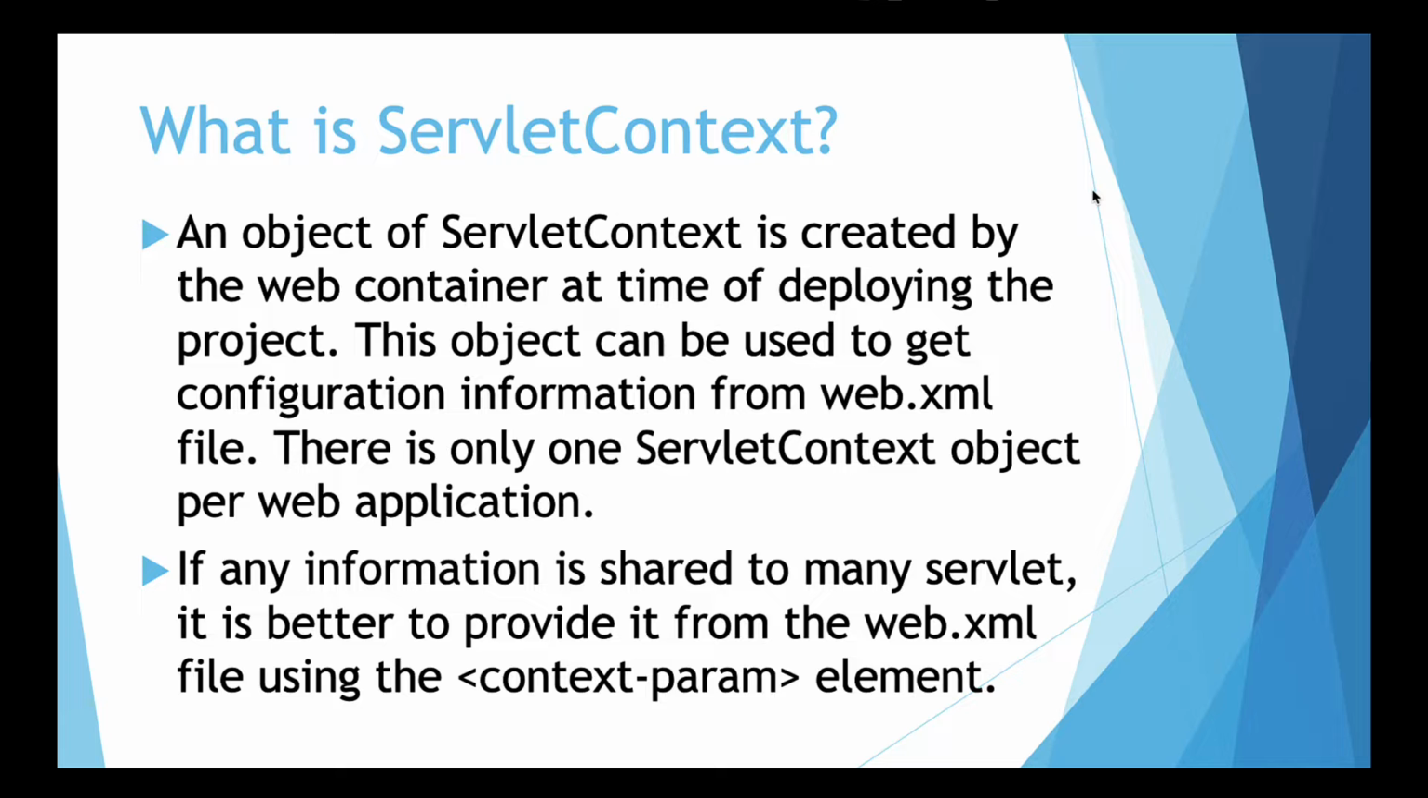First, we talk about what is servlet context. An object of servlet context is created by the web container at the time of deployment of the project. This object can be used to get configuration information from the web.xml file. There is only one servlet context object per web application. If any information is shared with many servlets, it is better to provide it from the web.xml file using the context-param element.